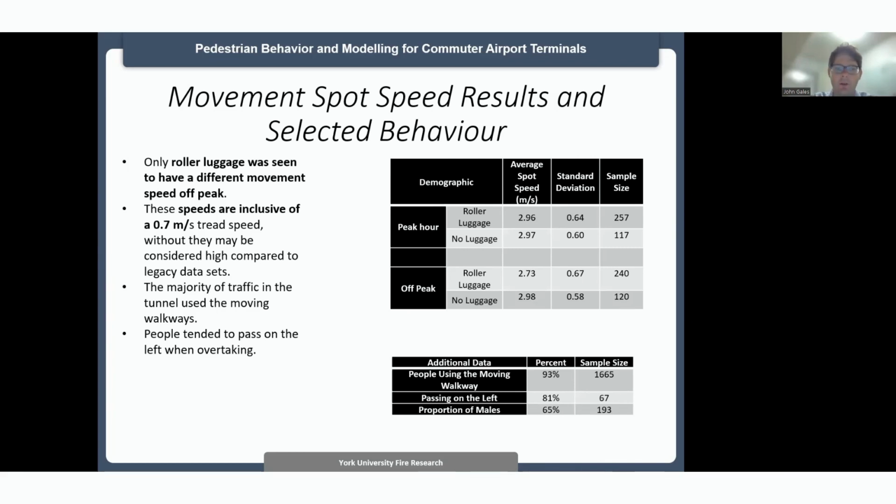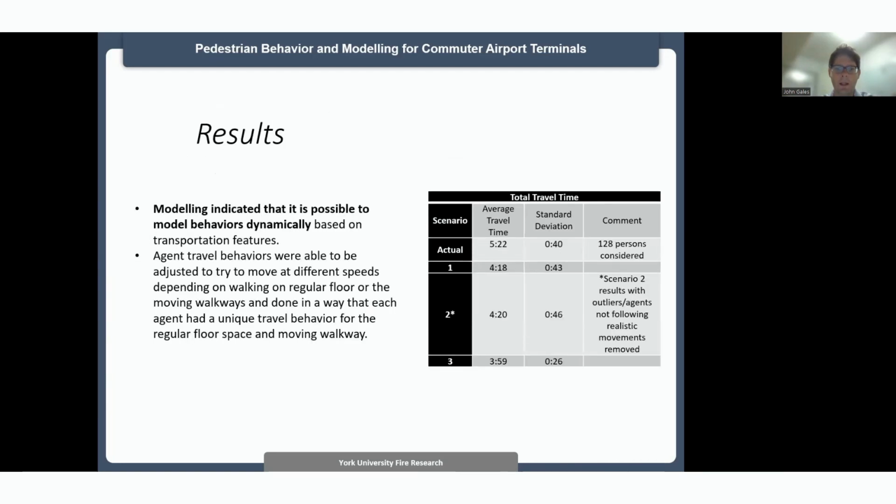These speeds are inclusive of the thread speed at 0.7. There was a bit of a difference off peak hours, but not a specific large difference in that sense. We did manage to see some very interesting specific behaviors as well, whether people would not use the moving walkway, how people passed on the moving walkways, and also a little bit of gender analysis, but nothing too specific there.